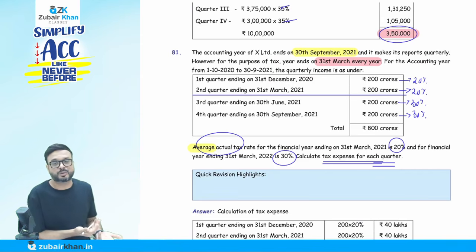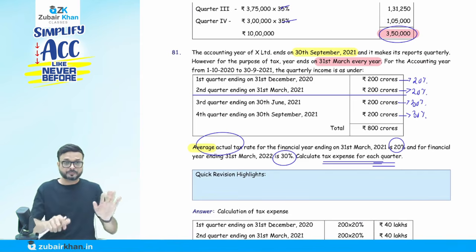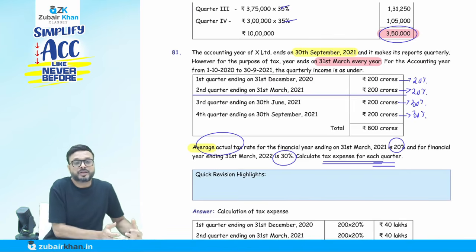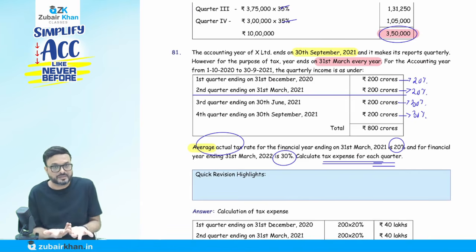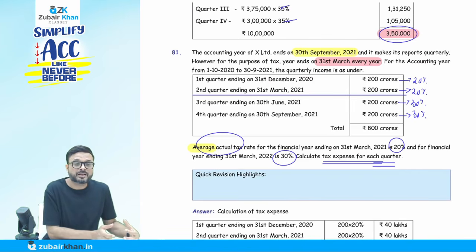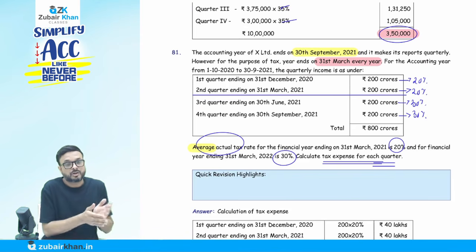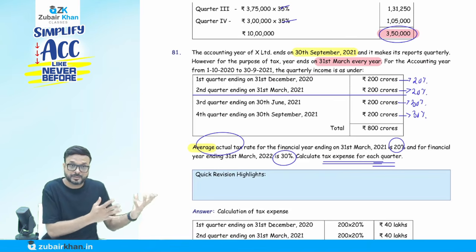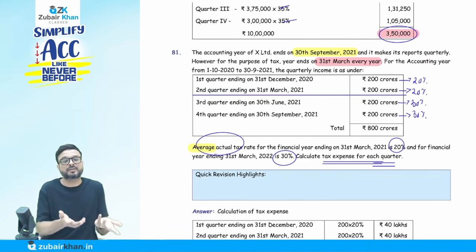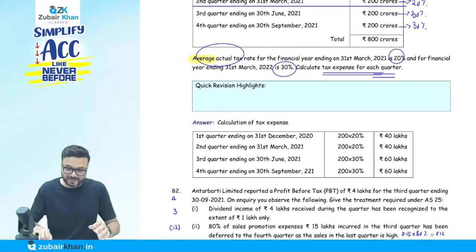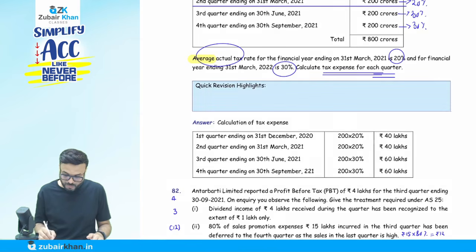So no need to calculate the average here. As per the tax law, the year ends on 31st of March, while my year ends on 30th of September. No problem. Till 31st of March 21, the average tax rate given is 20%, and we will apply that. For the next financial year, as per the tax law, the average rate already given is 30%. We will apply that. Simple. We just multiply 200 crore by 20%, 20%, then 30%, 30%.